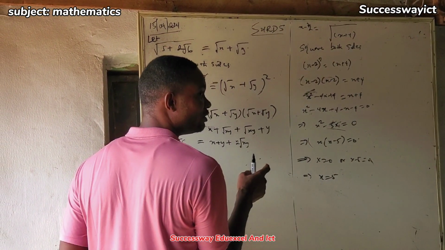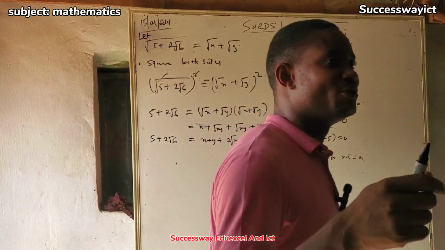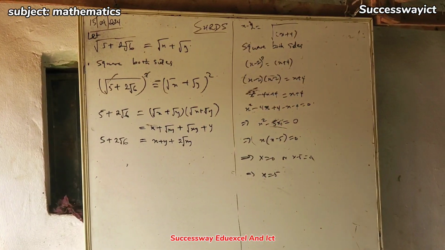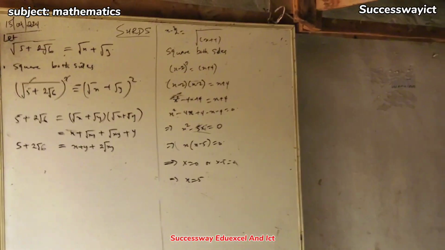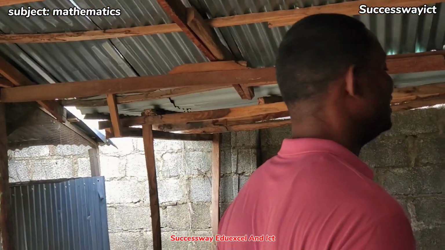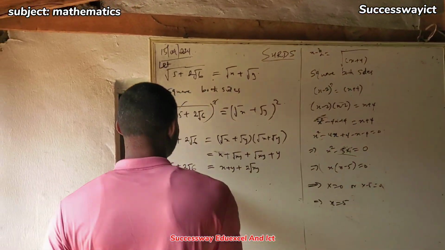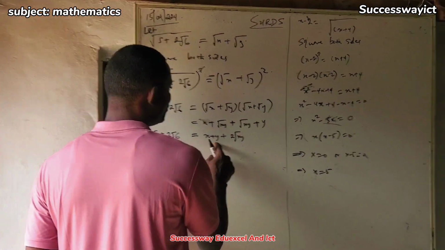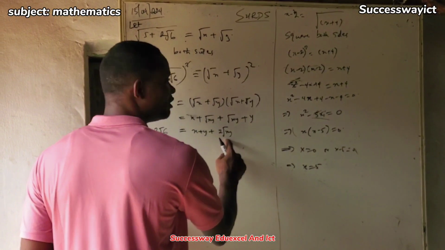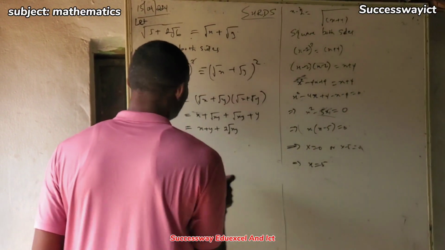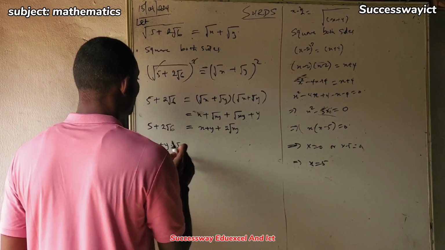Okay, now when you come to this stage, just like this guy said, but he doesn't know what it is, what you do here is what they call comparing of coefficients. Are we together? If you discover this one has no root sign, this too has no root sign. This one has a root sign, this one has a root sign. So what you do is you now have x plus y to be equal to 5.